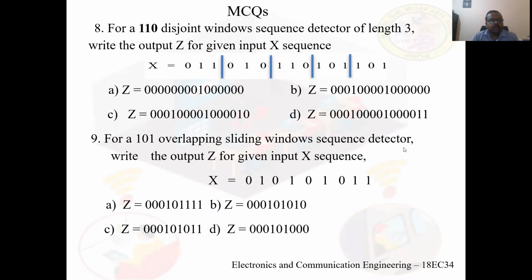Now we'll go to the 8th question. For a 110 disjoint windows sequence detector of length 3, write the output Z for the given input sequence X. Now it says disjoint windows and the length for this one is 3. We're looking for the sequence 110. Where would we have 110? Here. So here it will be 1. For the rest of things it will be 0: 0, 0, 0, 0 and 0, so this is 0, 0 here.